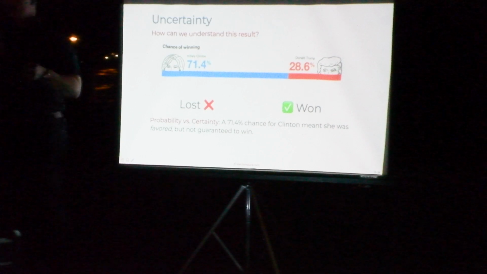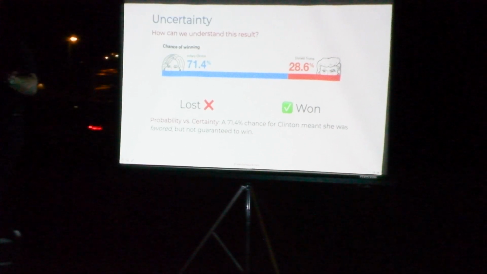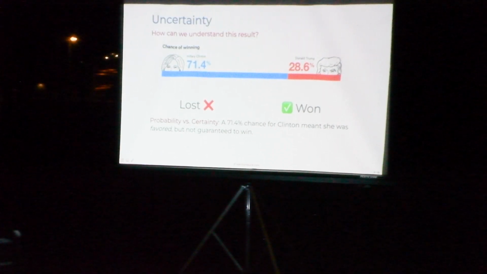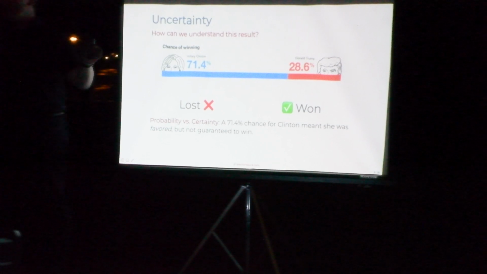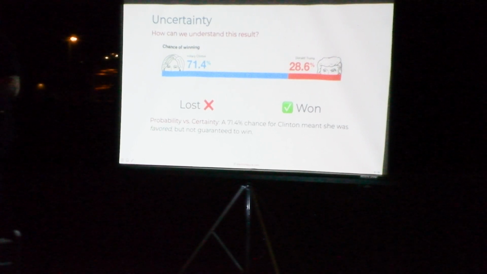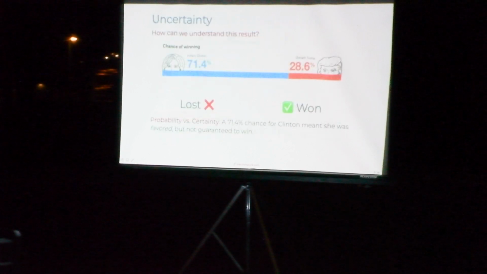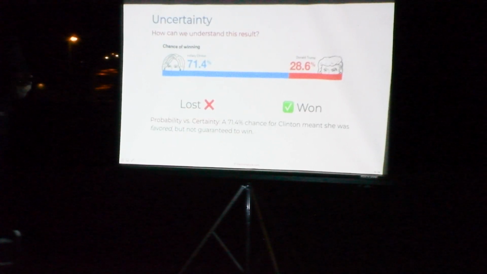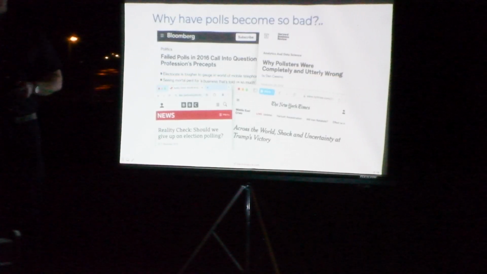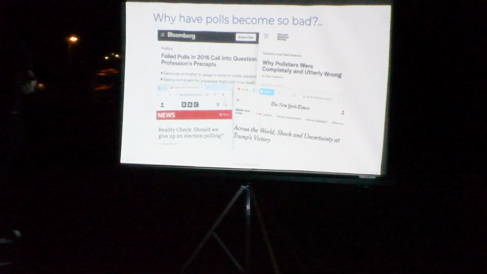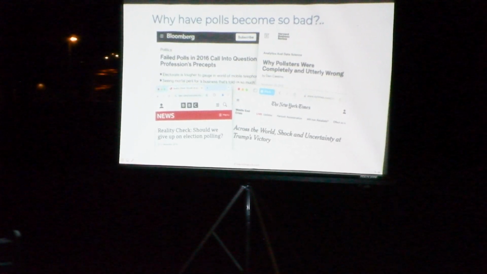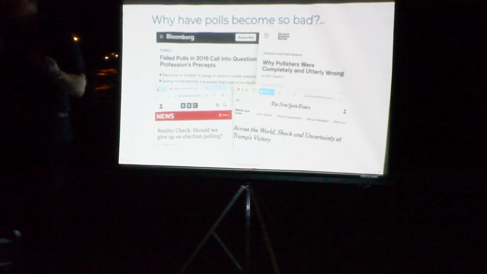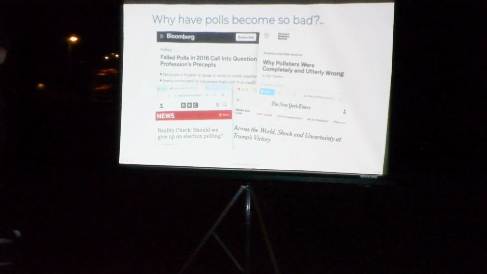In the case of the 2016 election, a 71.4% chance for Clinton meant she was favored, but not guaranteed to win. And obviously, that 28.6% is still quite significant. So then we start asking ourselves, well, why have polls become so bad? Why have these polls become less effective at predicting outcomes? We've got both sides of it.